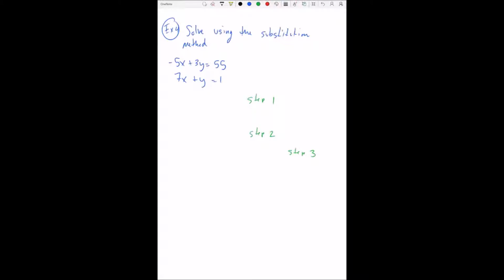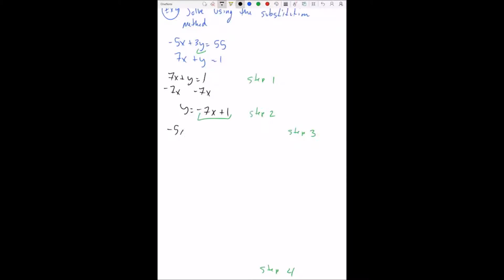Alright, next example. If we take a look at it, the bottom one again is easiest to work with because y is already by itself. We just have to move over the 7x. So now that we have that variable solved for, we're going to move on to step 2 and plug it into the equation we didn't work with, as y.